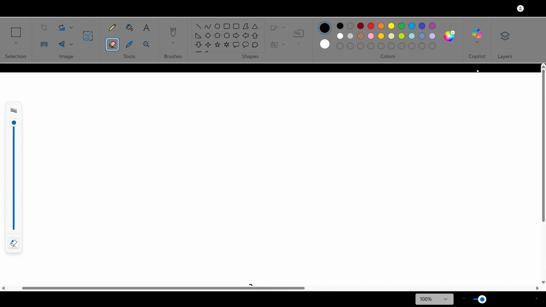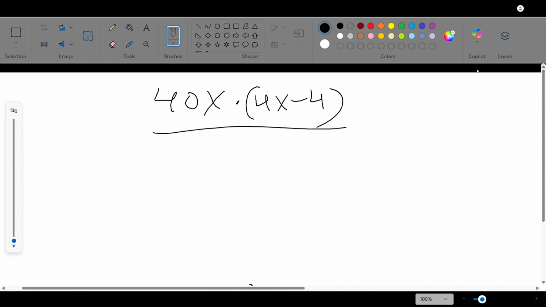Now, after that rule, we can use it to find different types of problems. Let's say you want to find 40x times 4x minus 4 divided by 5x. Now here you would have to use both quotient rule and product rule, which I showed you in the beginning.